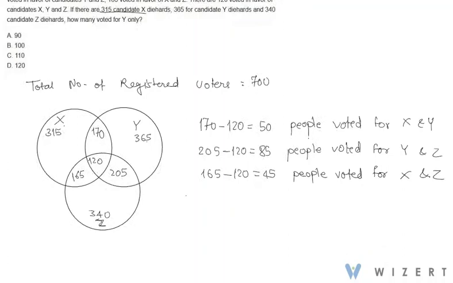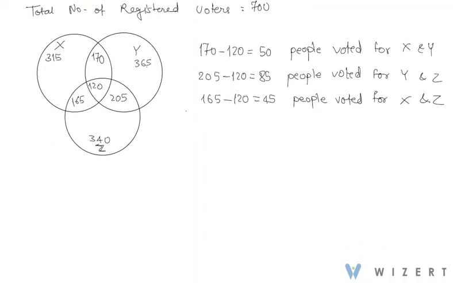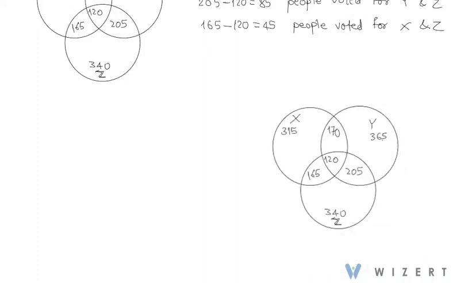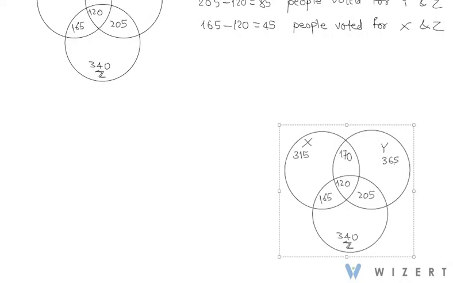Now let's redraw this diagram with updated representation. So this is the diagram here. Let's see. We simply remove 170, 205 and 165 and replace them with the values that we have just calculated.